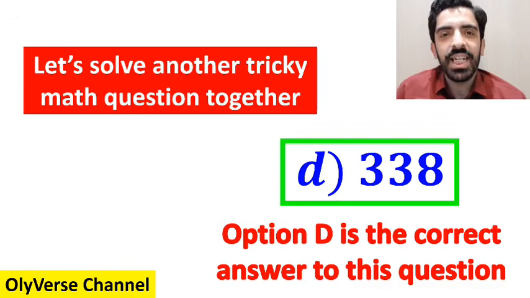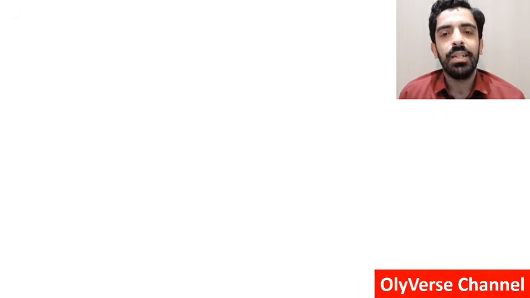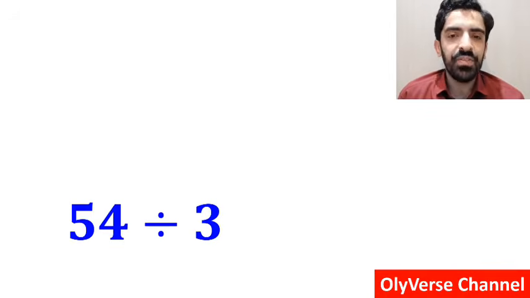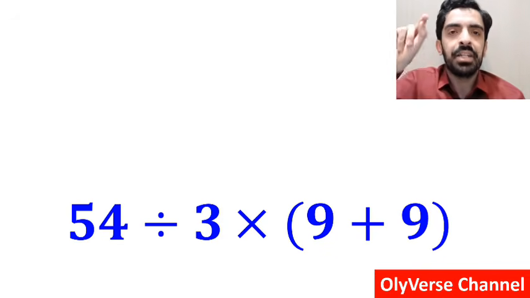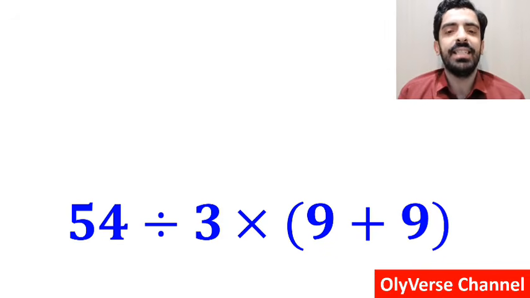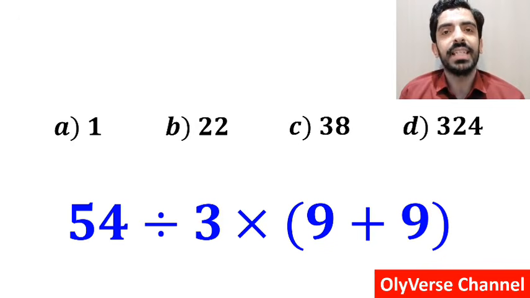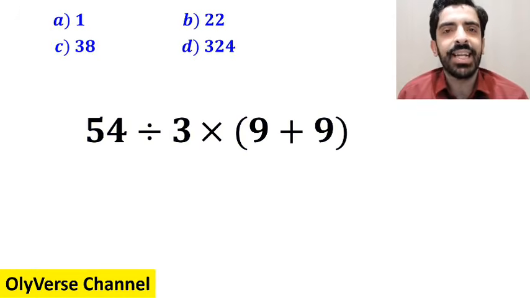Alright, now let's solve another tricky math question together. What is the value of the expression 54 divided by 3 multiplied by (9 plus 9)? Which option do you think is the correct answer to this question? Let's break it down and solve it together.